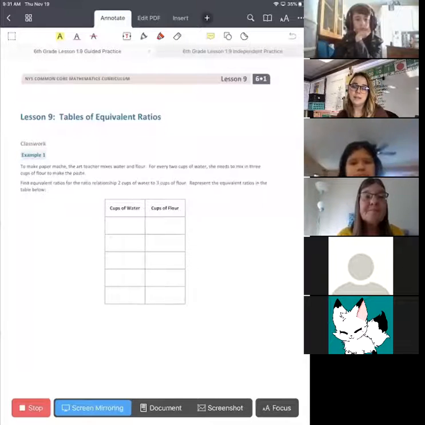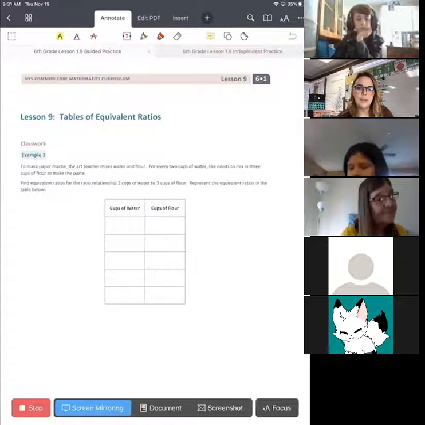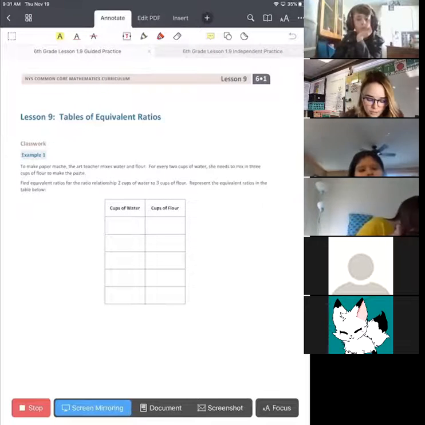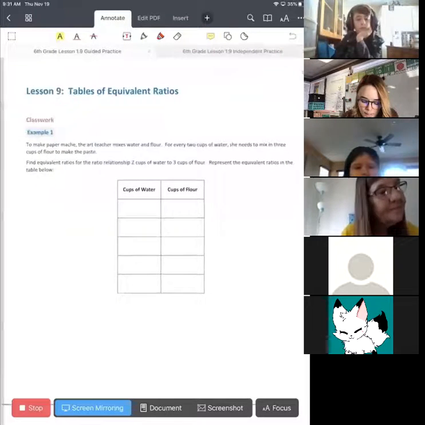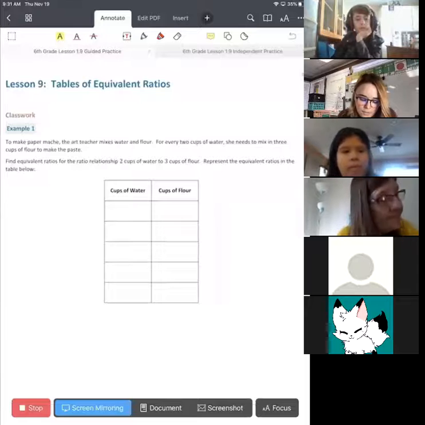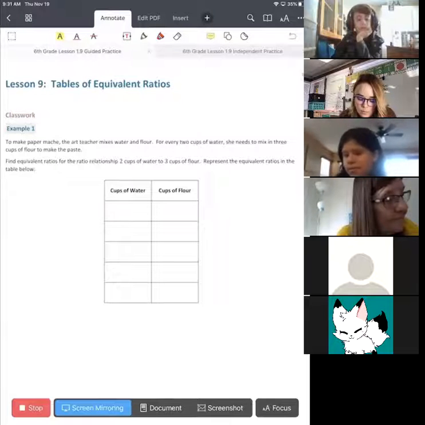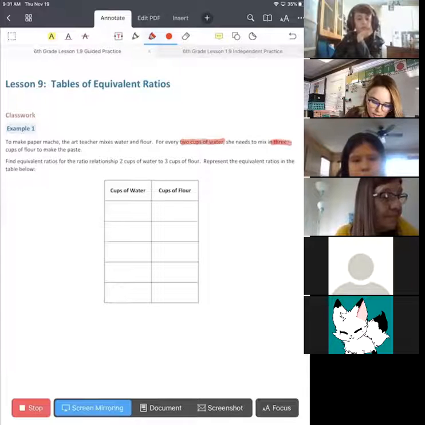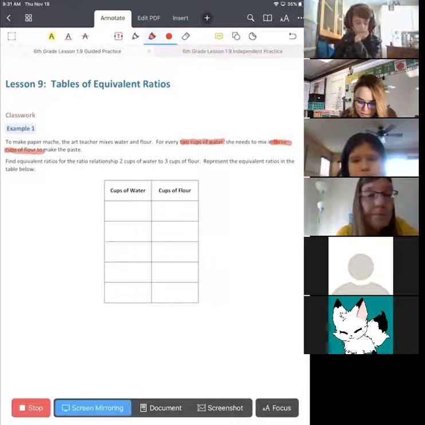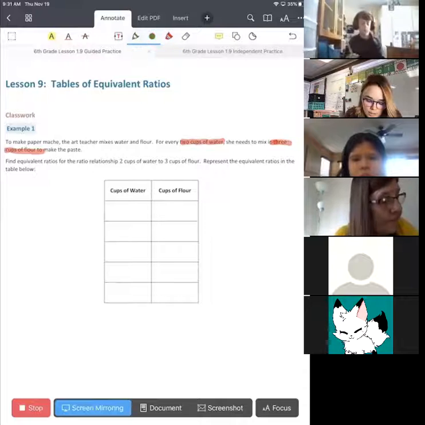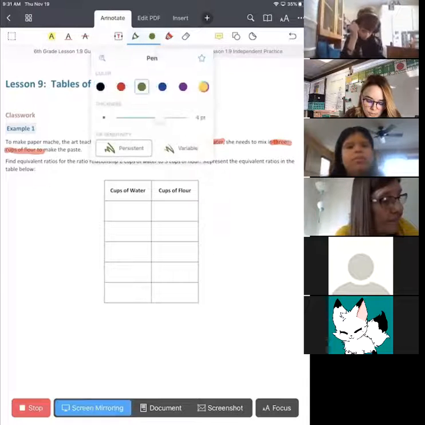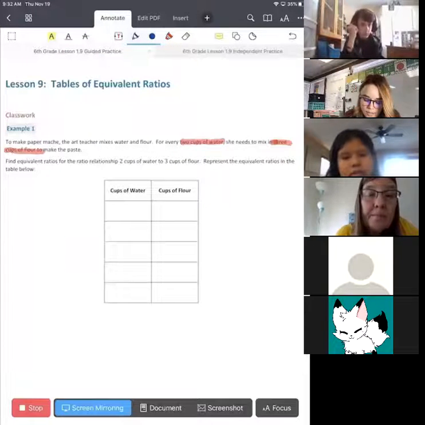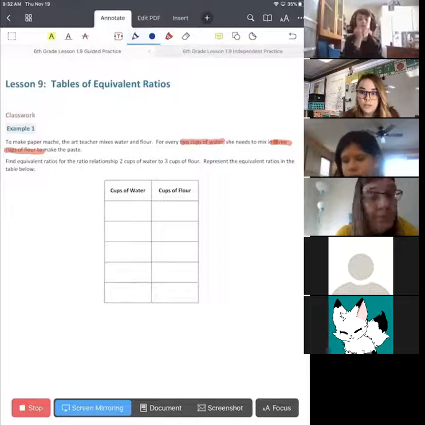Alrighty, so like I said, today we're going to be talking again about equivalent ratios, but we're going to be looking at them in tables. So let's take a look at our example 1. It says to make paper mache, the art teacher mixes flour and water. For every 2 cups of water, she needs to mix in 3 cups of flour to make the paste. This is to find equivalent ratios for the ratio relationship of 2 cups of water to 3 cups of flour, and to represent them in the table below.